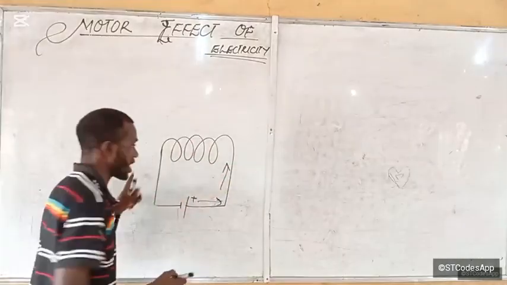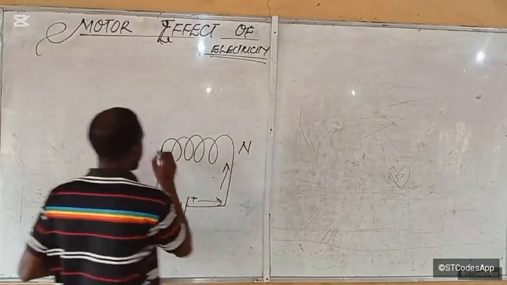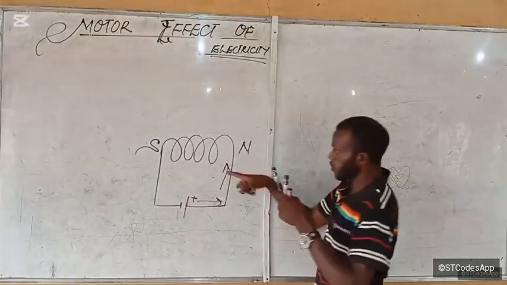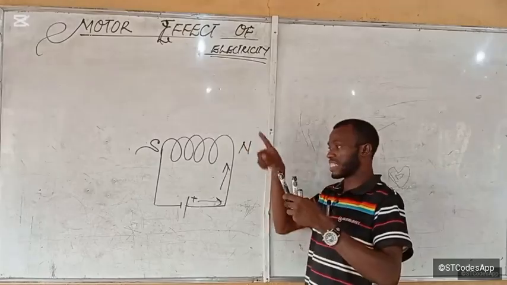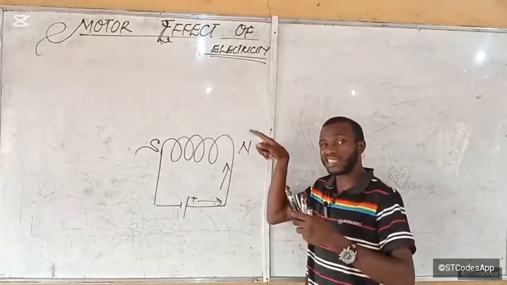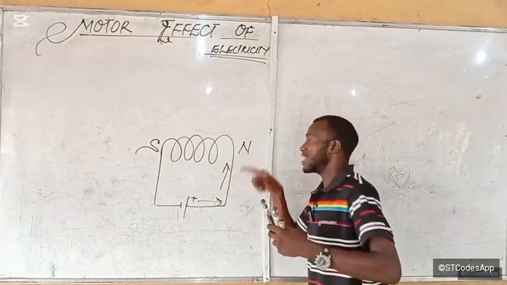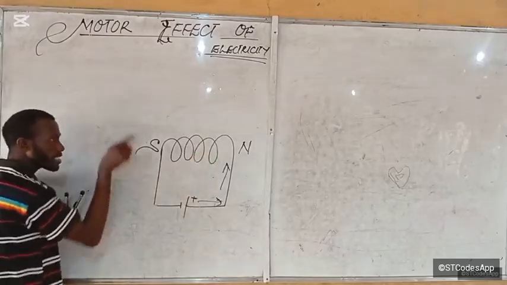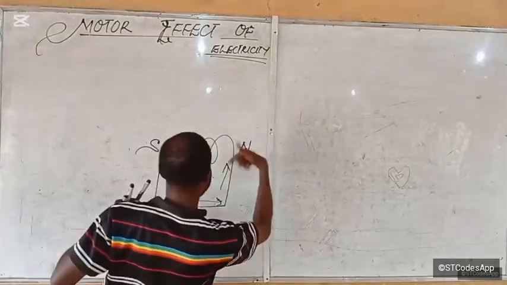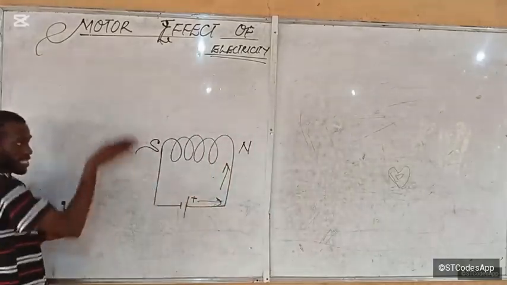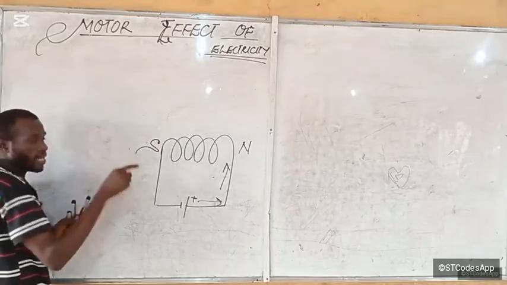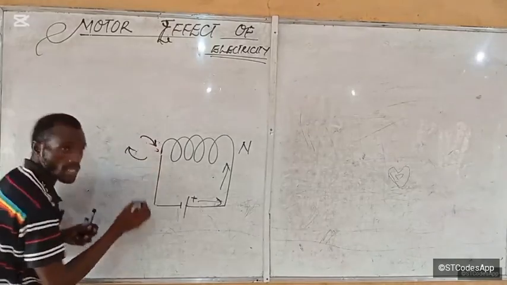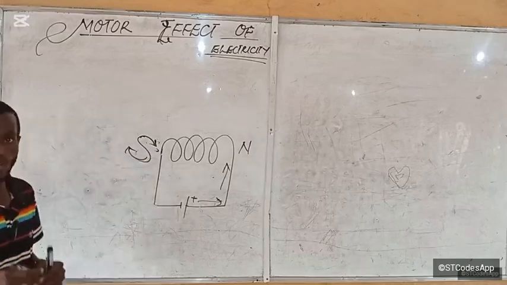Now, if current moves in this direction, it means that this is going to be our north and this is going to be our south. And I've showed you how to do that. If you look in this from here, it's going to look like it's going in the anti-clockwise direction. Where the current seems to be going in the anti-clockwise direction is going to be your north. If you look here, the current is going to be approaching like this. That is the clockwise direction. So where the current appears to be going clockwise, that is the direction of what? South. Does that make sense to you?